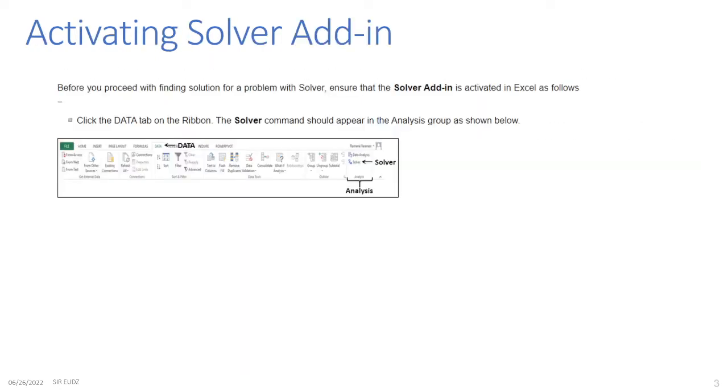Activating the Solver add-in. Before you proceed with finding solutions for a problem with Solver, ensure that the Solver add-in is activated in Excel as follows. Click the Data tab on the ribbon, then the Solver command should appear in the Analysis group as shown below. So we have here the Solver. So click on Data, then we have here the Solver in the Analysis group.